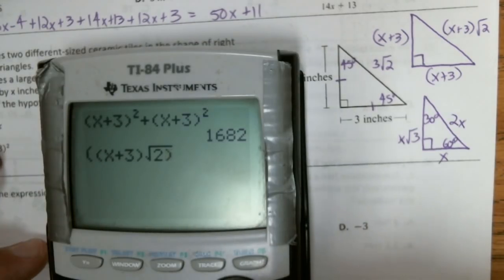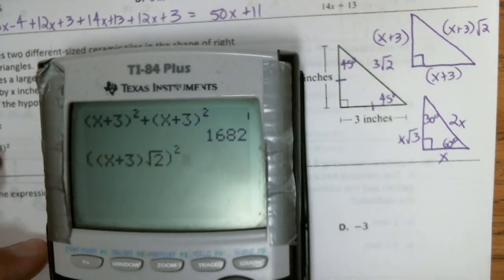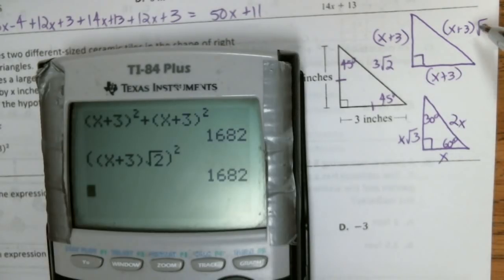Whoops. I need to get outside the house. So remember to go outside the house. Close that parenthesis and square that. Oh look, guess what I get? A squared plus b squared equals c squared.